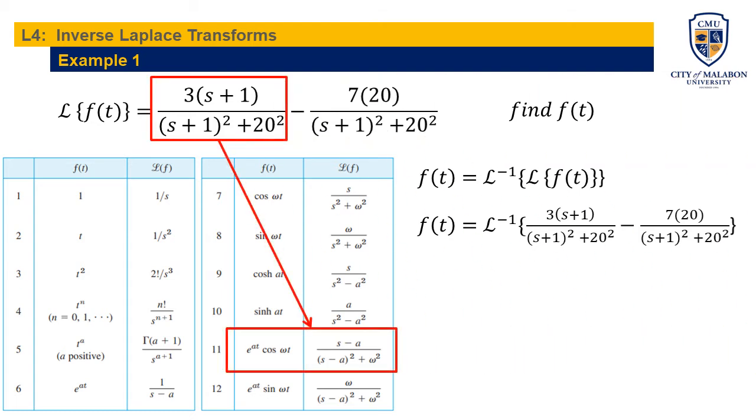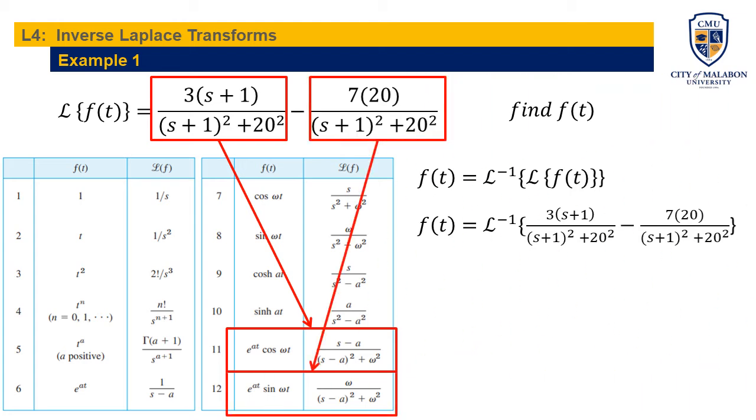Okay? So, for the first term, gagamitin natin tong e to the at cosine omega t. So, ganyan yung kasi yung itsura niya. No? Then, for the second term, ito ring e to the at sine omega t. So, gumamit tayo ng linearity theorem. We demonstrated linearity theorem, and then we also demonstrated yung first shifting theorem dito sa example na to. Okay? So, para ma-rewrite natin ng maayos na ganyan, i-determine natin ano ba yung a natin dyan and ano yung omega. So, ayan.